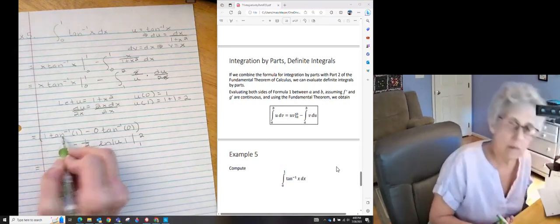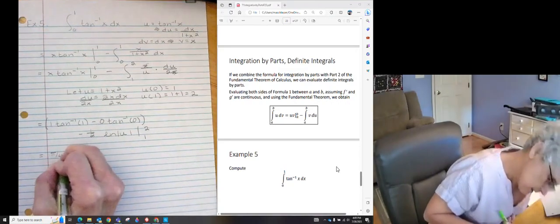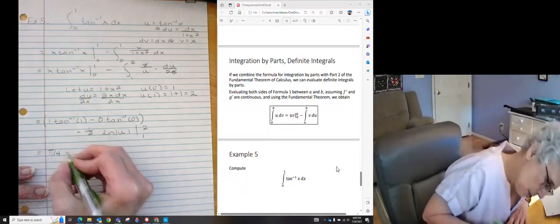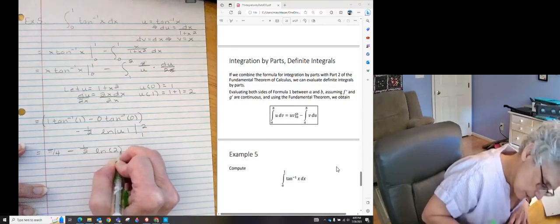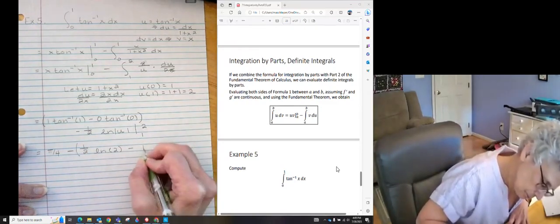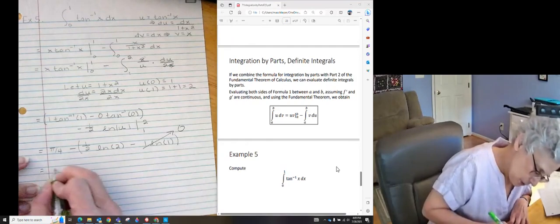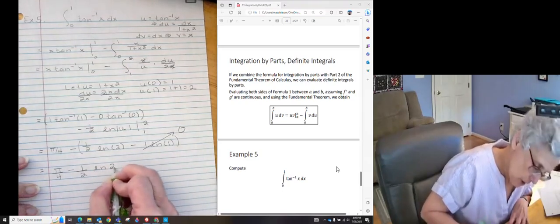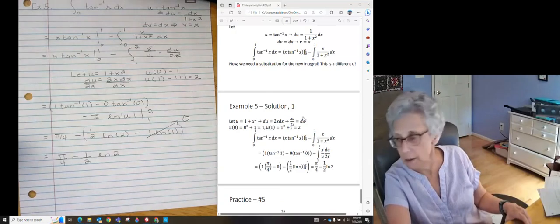So 1 times the inverse tangent of 1 is pi over 4. 0 times the inverse tangent of 0 is 0, minus 1/2 of the natural log of 2, but the natural log of 1 is 0. So I end up with just pi over 4 minus half of the natural log of 2. And here's my pretty answer.